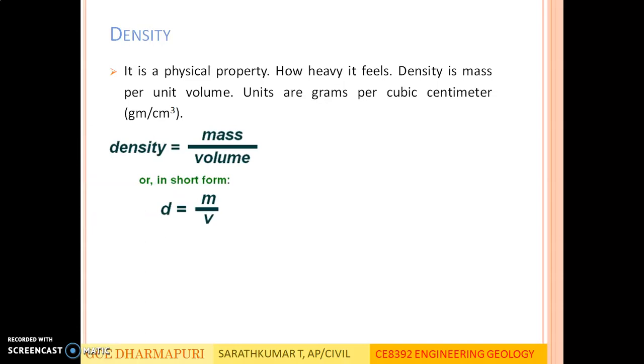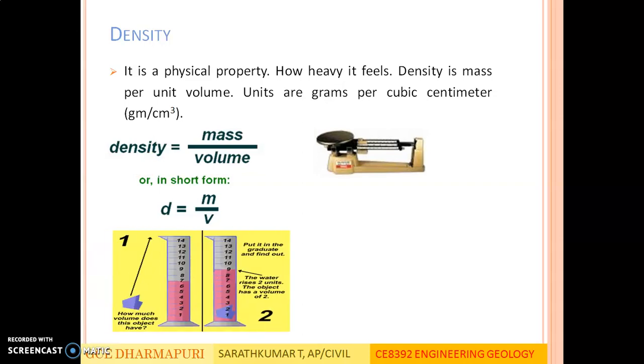Finding mass is very easy. You can use a weighing scale to determine its mass. Finding volume is a little difficult. If you have a measuring jar, you can take water in it and note down the initial volume of water occupied, and when you drop a rock in it, the volume of water rises. The difference between the final and initial volume will give the volume of the rock.